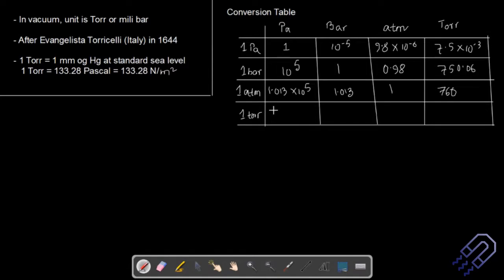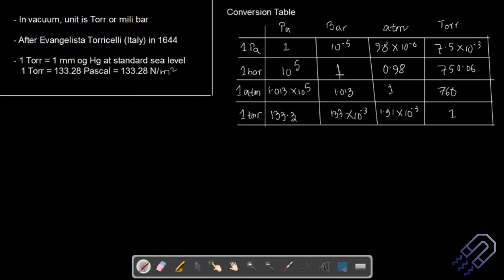So next what we do is 1 torr. So 1 torr is 133.3 Pascal, torr to Pascal. This is 133 into 10 to the power minus 3, and then this is 1.31 into 10 to the power minus 3. This is 1. So now you understand this, right?